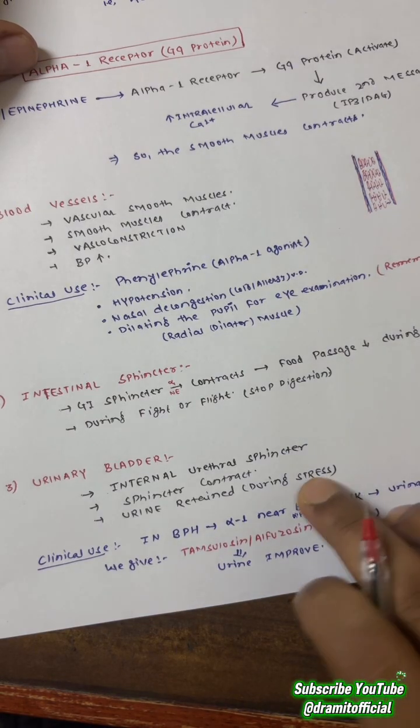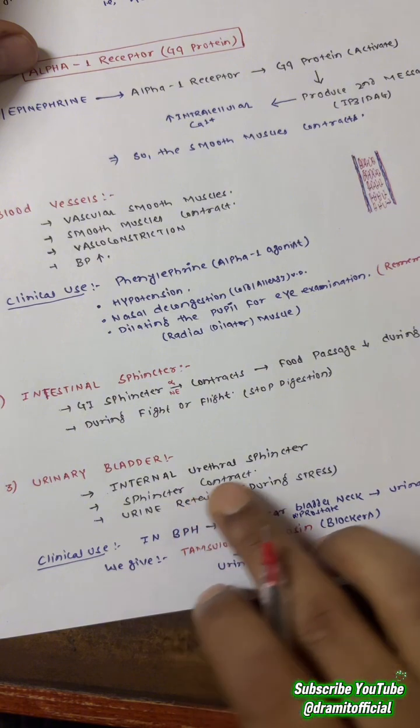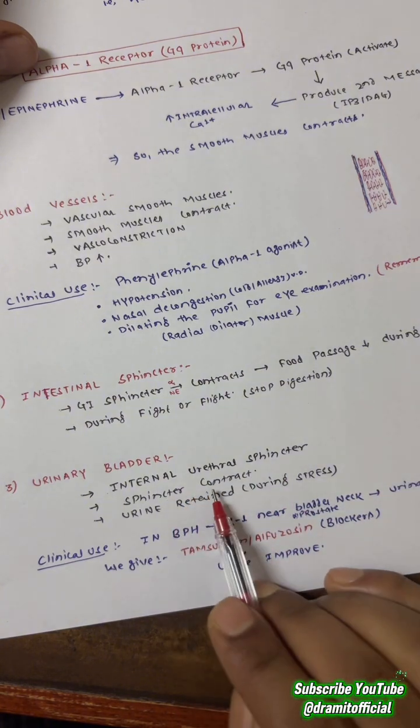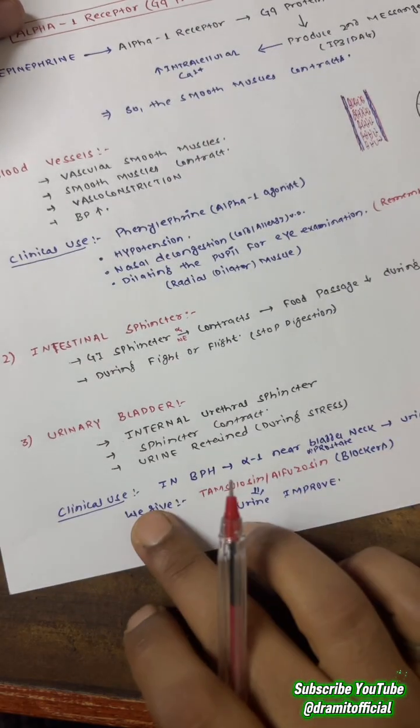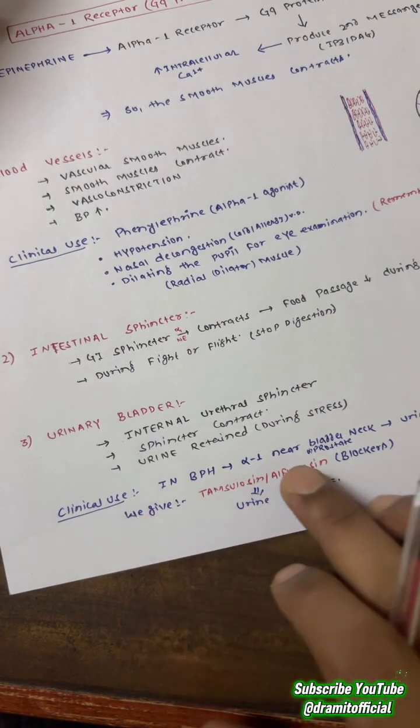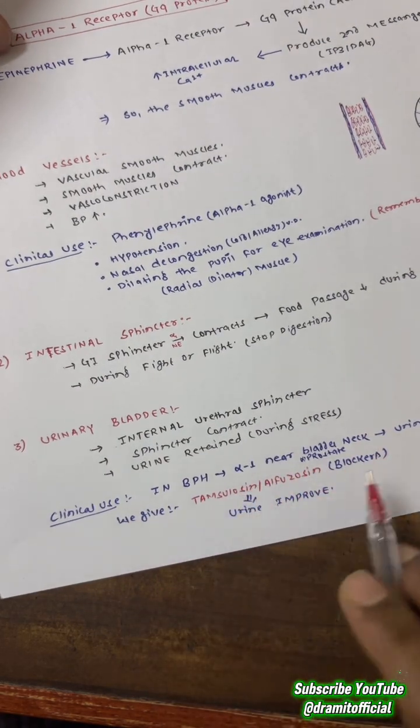So during those conditions, the norepinephrine will act on alpha 1 receptor and cause sphincter contraction, so that the urine will be retained in the bladder. Okay, so we can also use alpha 1 blocker drugs in BPH.